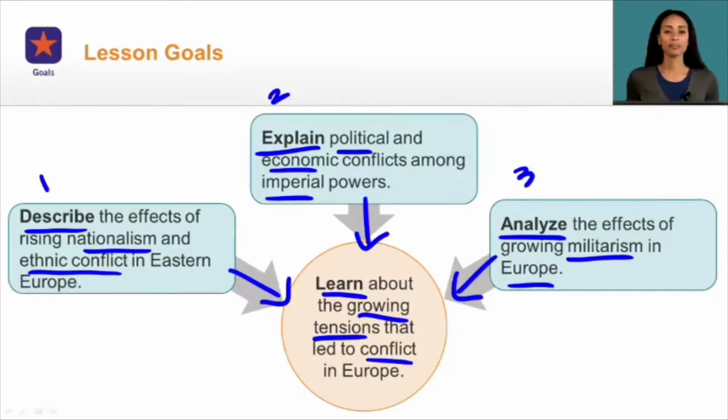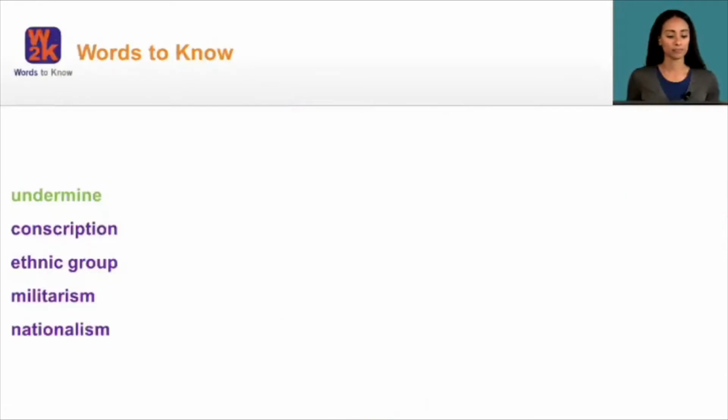Now let's take a look at our key vocabulary words. These words to know will come up throughout the lesson. It's a good idea to take notes on them as you see them come up, and also to become familiar with them now. They are undermine, conscription, ethnic group, militarism, and nationalism.